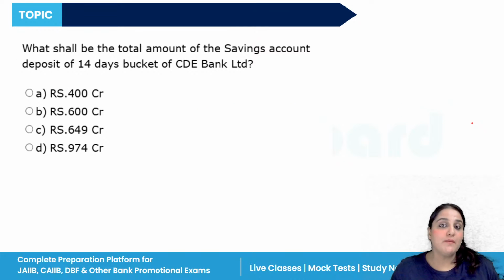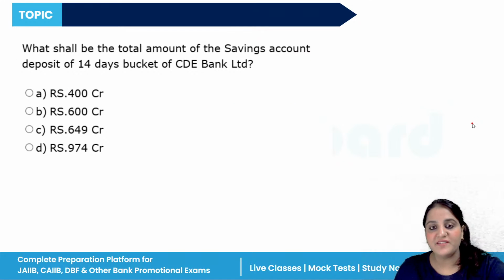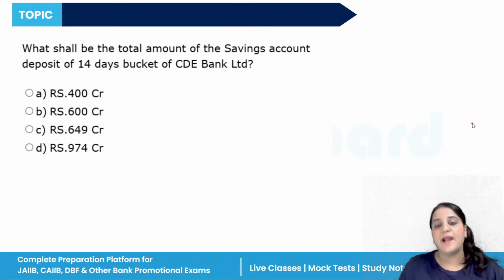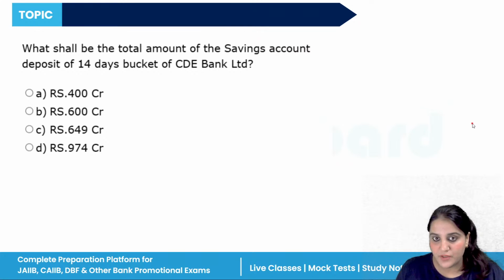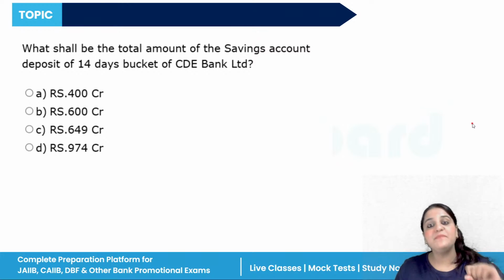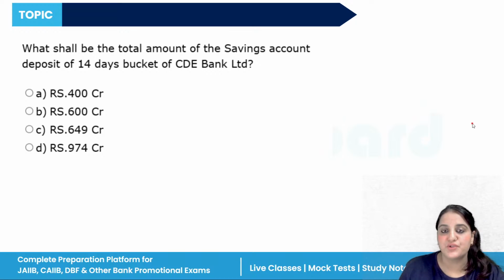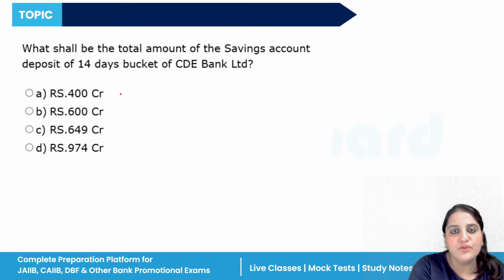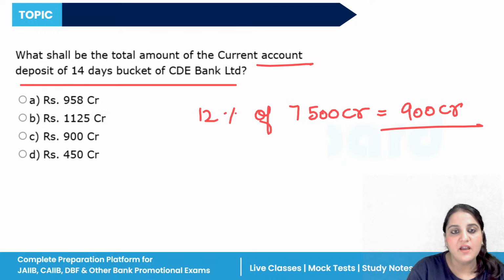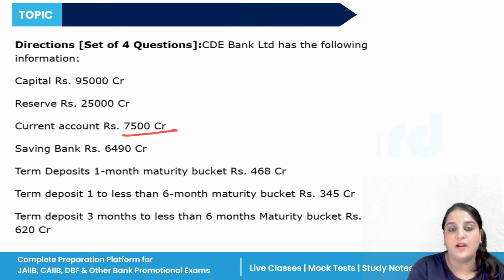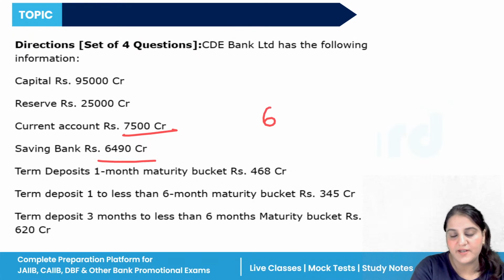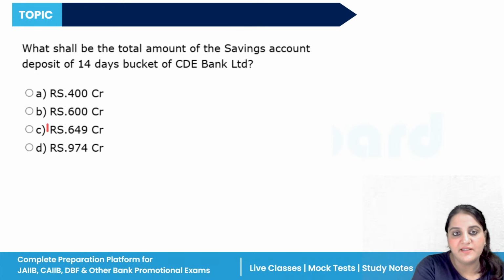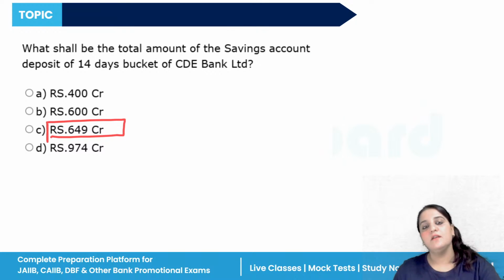What shall be the total amount of saving account? Same for the saving account, according to the RBI guidelines, 8% of saving account is there. But sometimes 10% is also used, so we can calculate both. If we see the 10%, 10% of saving account of 6,490 crore is rupees 649 crore.